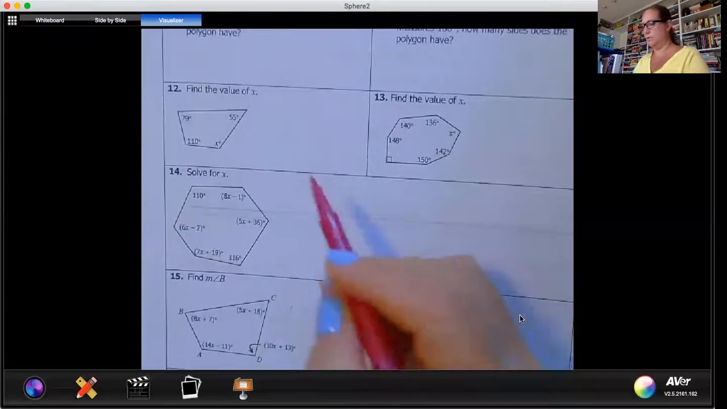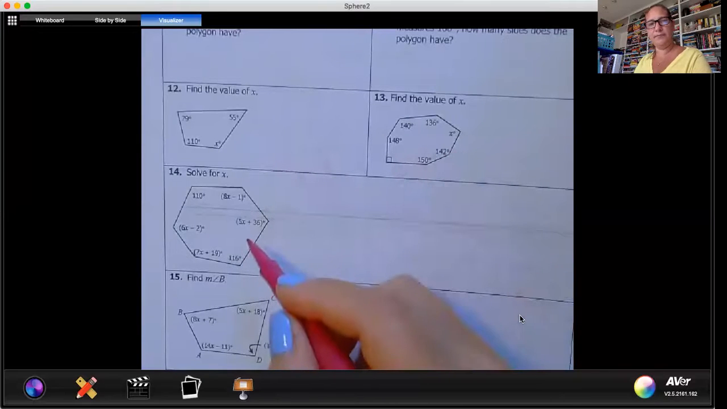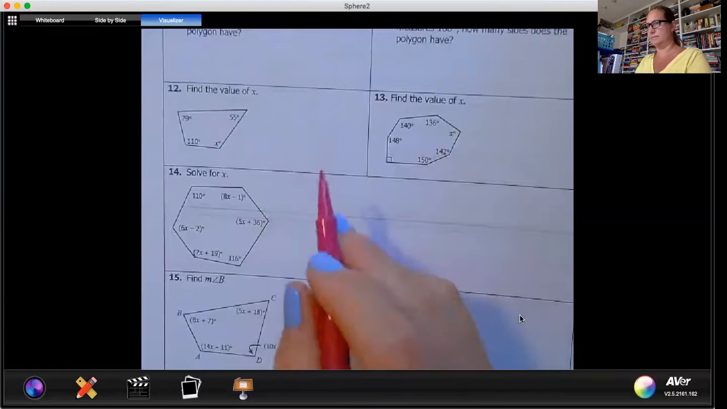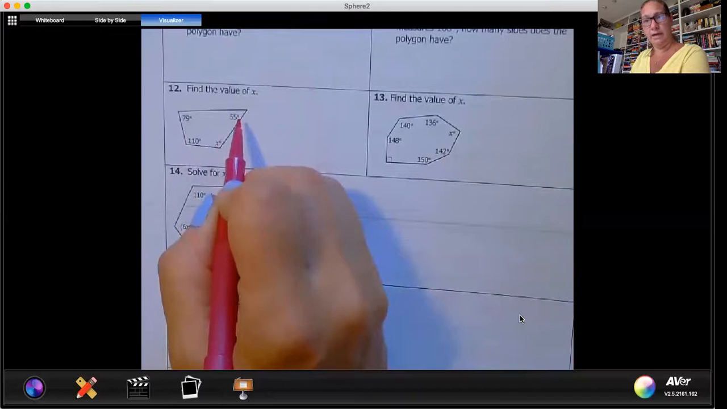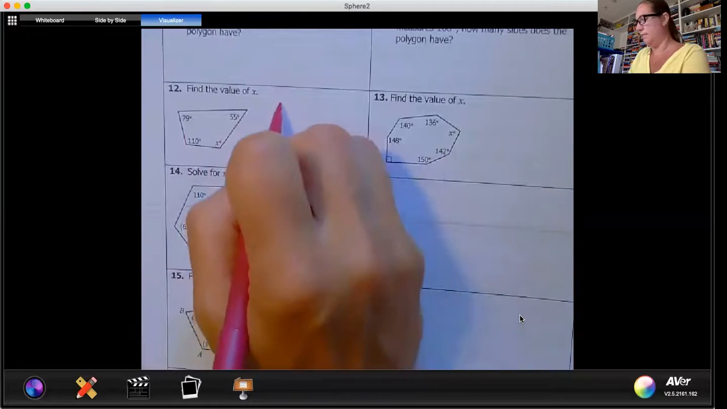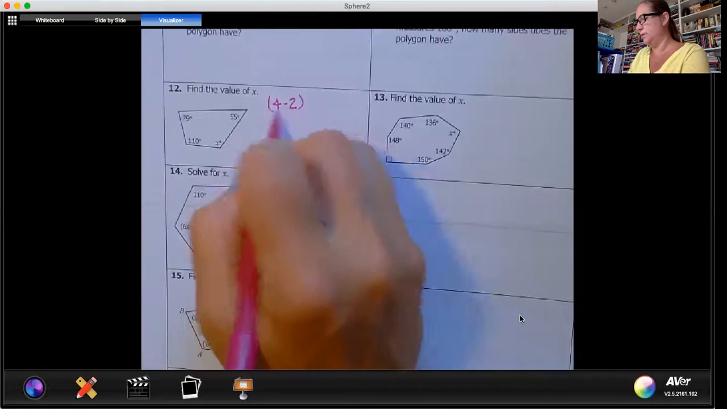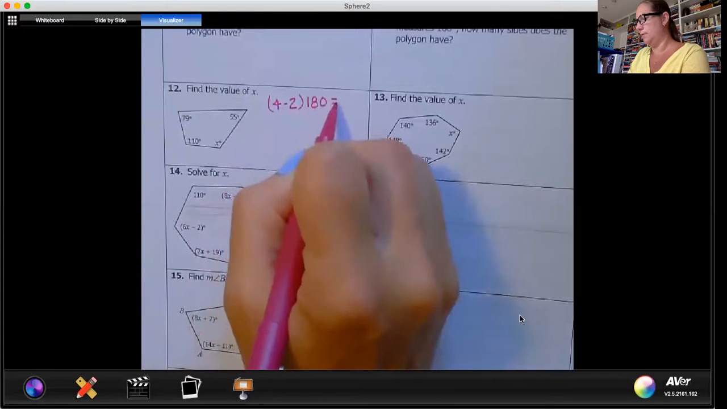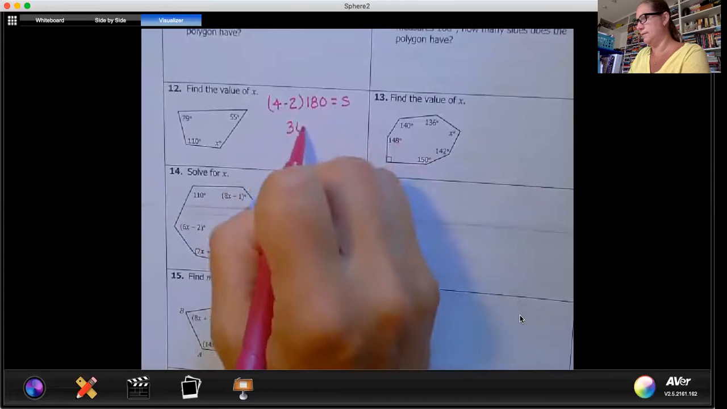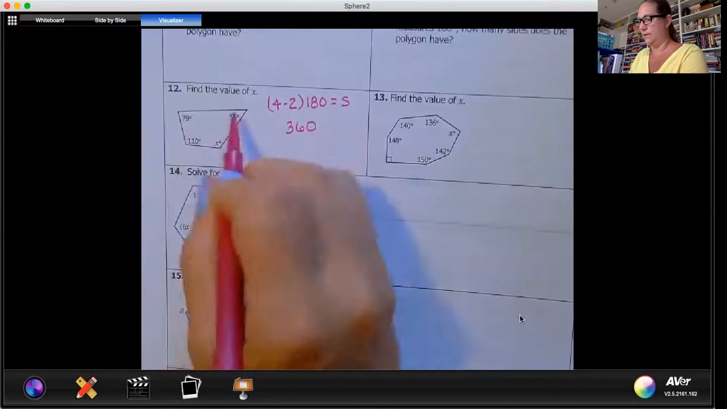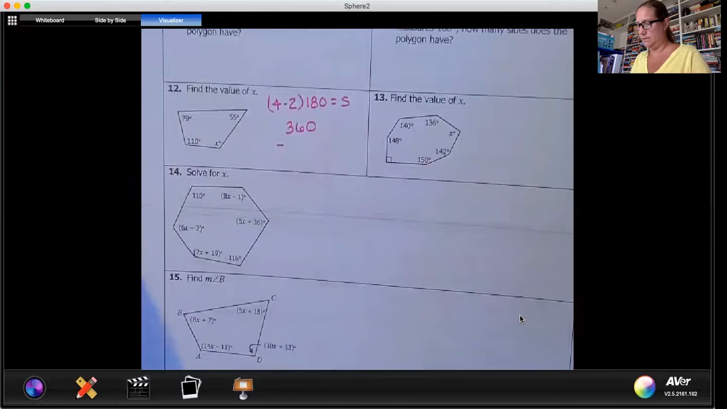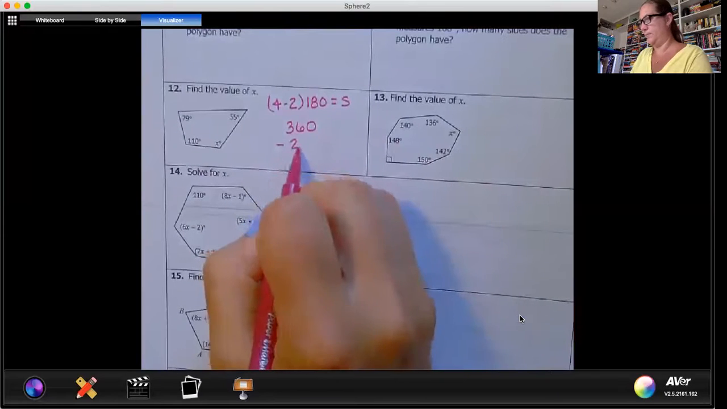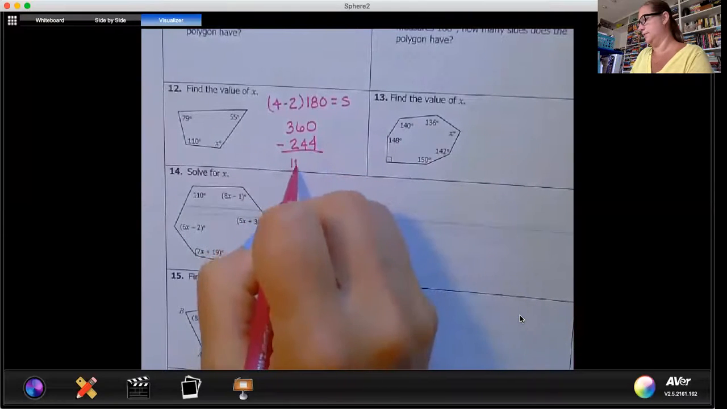Now, starting with number 12, it gives you figures, and you just solve for x. So you know that there are 4 angles here, and so that would be (4 minus 2) times 180 as your sum, which is 360. And you're just going to add those other angles up and subtract that number from 360. So 110 plus 79 plus 55, subtracted from 360, gives 116 degrees.